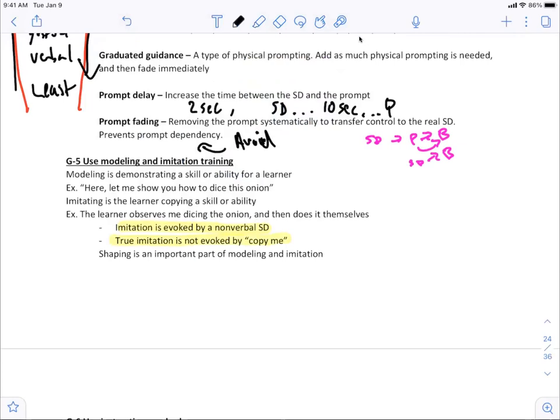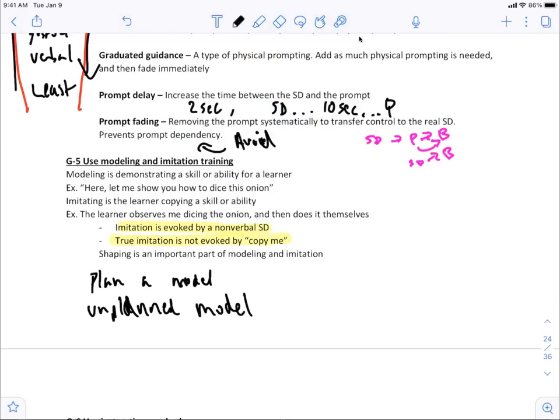So modeling is demonstrating a skill or ability for a learner, right? You can plan a model, right? So you can set up imitation. You can have an unplanned model where you're at, let's say, a hockey game and everybody stands up and you stand up. Those are unplanned models. Nobody contrived those models for you. That's just what happened in the natural environment and you imitate. Really, our goal is to get our clients to start imitating unplanned models. We teach using planned models, but eventually these unplanned models are what we want them to imitate. Imitating is the learner copying a skill or ability.